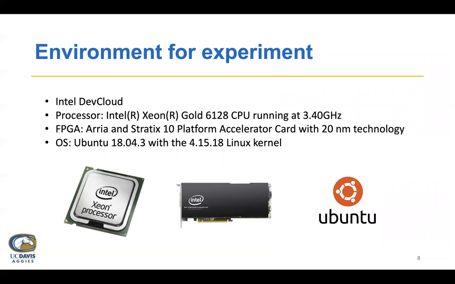We use Intel DevCloud to evaluate our benchmark. The processor available on DevCloud is Intel Xeon, and the FPGAs are Arria 10 and Stratix 10 platform acceleration cards with 20 nanometer technology. Applications are running on Ubuntu. It should be noted that Arria 10 is connected to a smaller PCI Express card and is more suited for prototyping. For more compute-intensive tasks, a system equipped with a Stratix FPGA is a better solution.